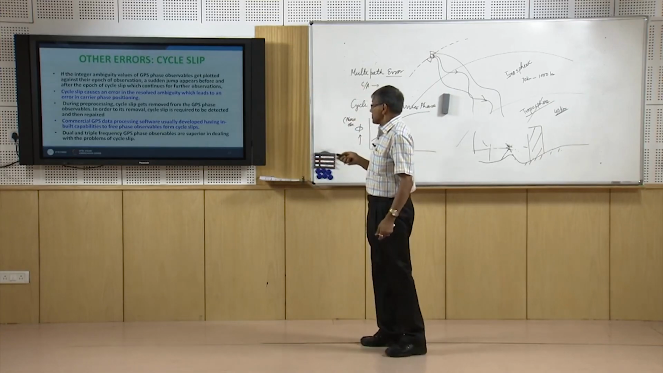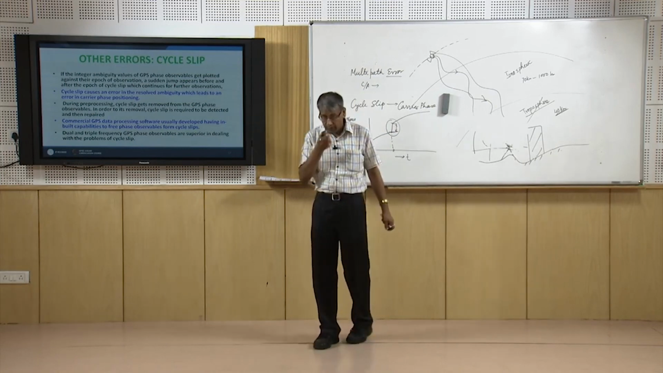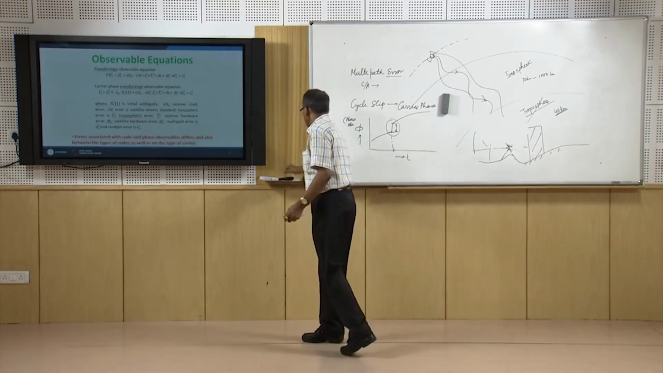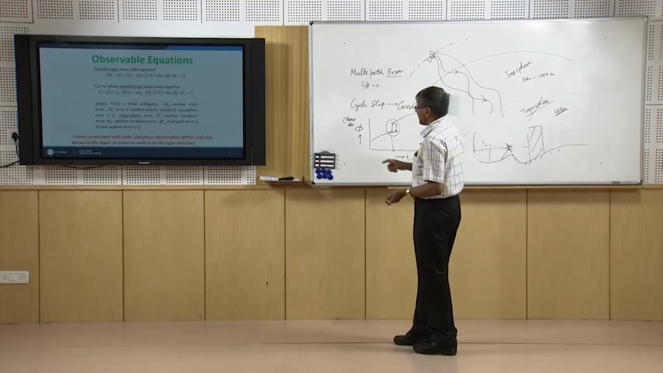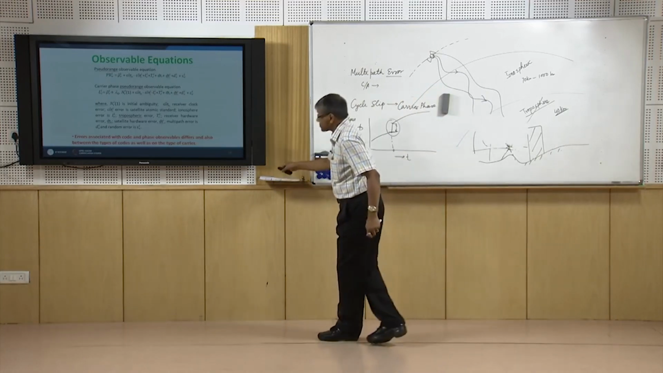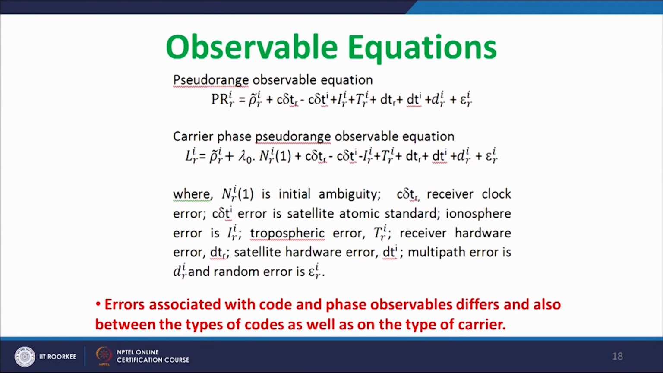With these different types of errors we have discussed, finally all of them can be taken into account under the GPS observable equations, which I already discussed in the last class. The pseudo range observable is equal to the geometric range, plus the error due to receiver clock, the error due to satellite clock, ionospheric error, tropospheric error, the error due to receiver hardware, the error due to satellite hardware, the multipath error, and the random error.